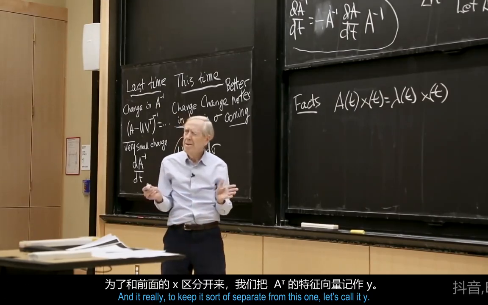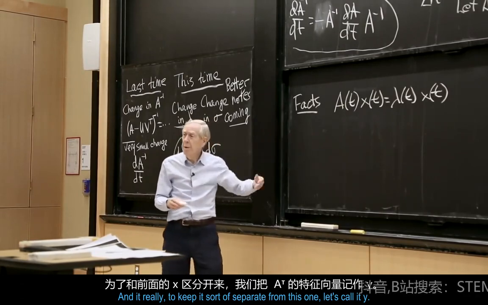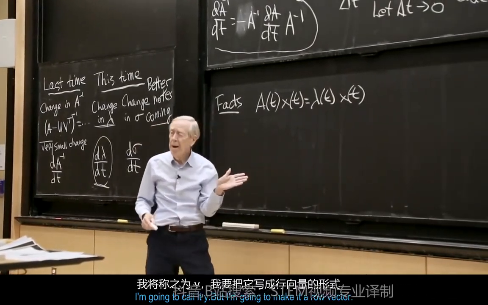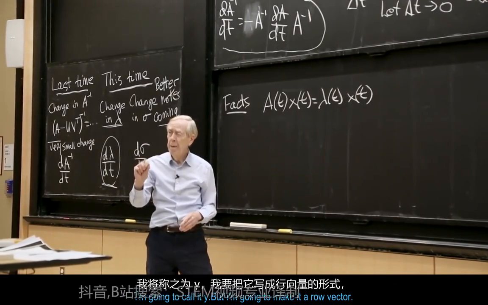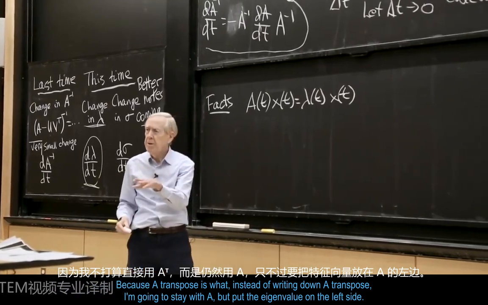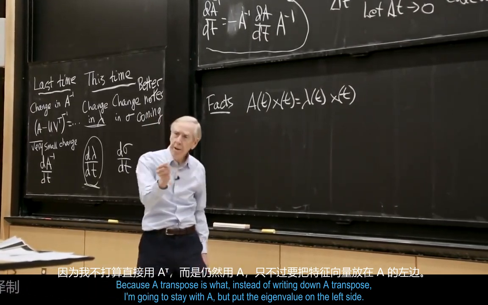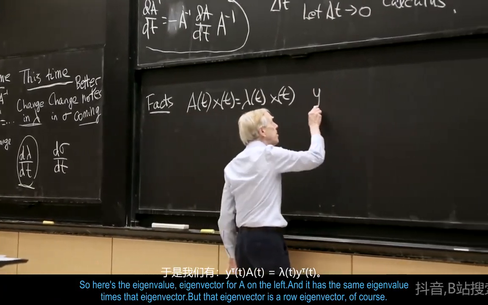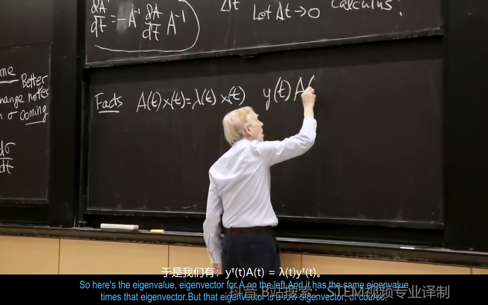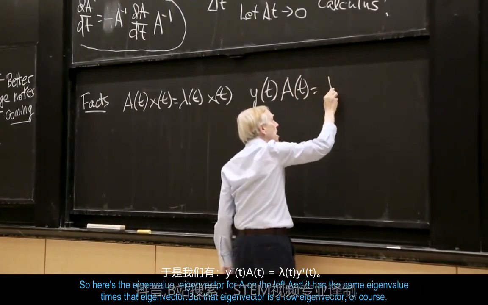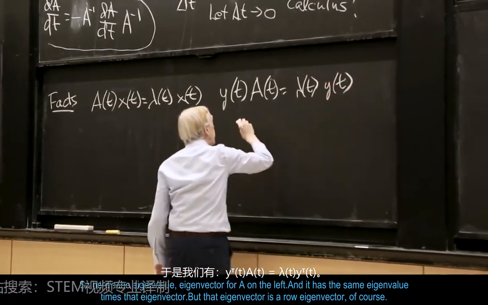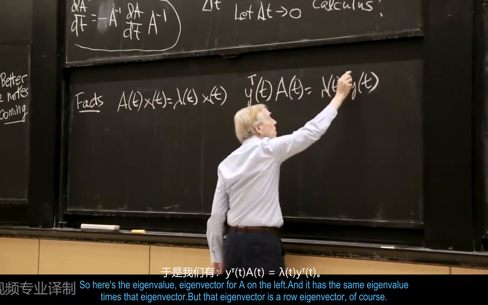And to keep it separate from this one, let's call it y. It'll have the same eigenvalue. I'm going to call it y, but I'm going to make it a row vector. Because instead of writing down A transpose, I'm going to stay with A, but put the eigenvalue on the left side. So here's the eigenvector for A on the left, and it has the same eigenvalue times that eigenvector. But that eigenvector is a row eigenvector, of course.